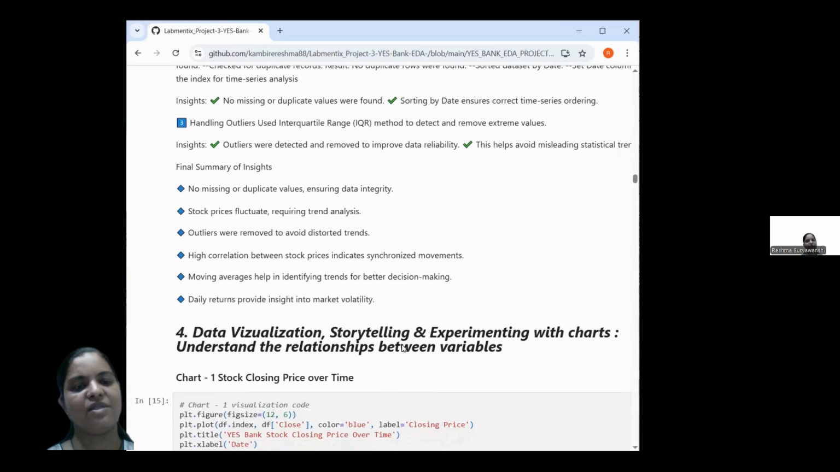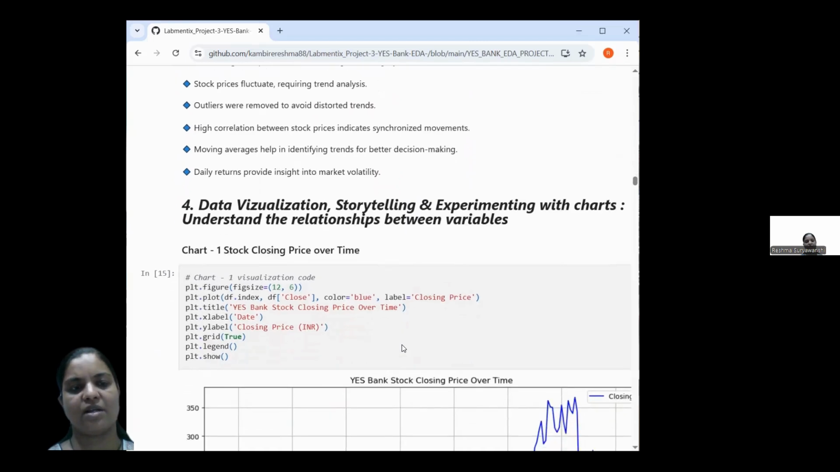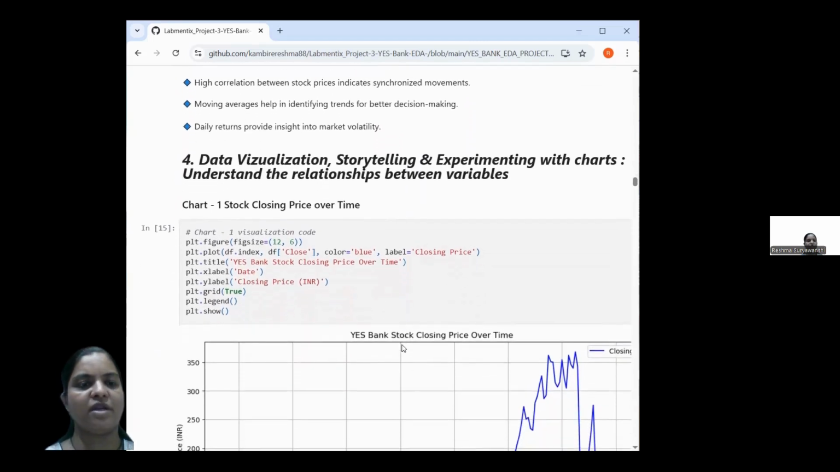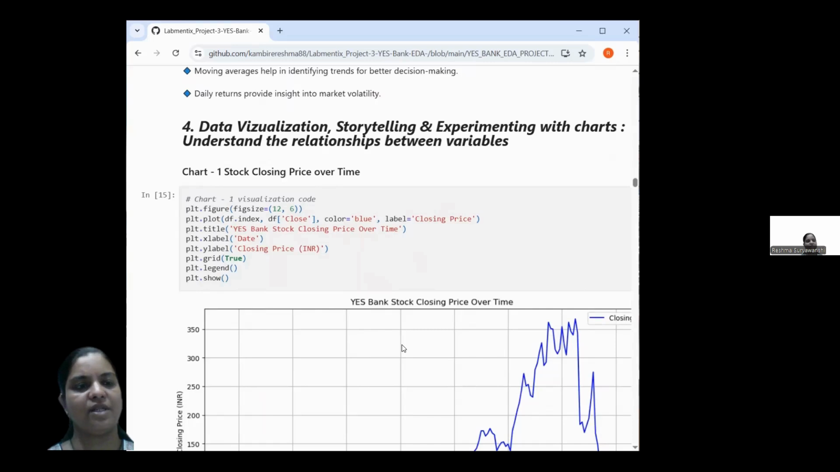Moving averages help in identifying trends for better decision making. Daily return provides insights into market volatility. Now we come to our data visualization, storytelling, or experimenting with the charts.